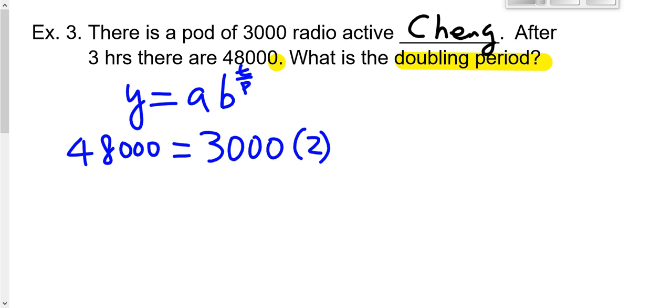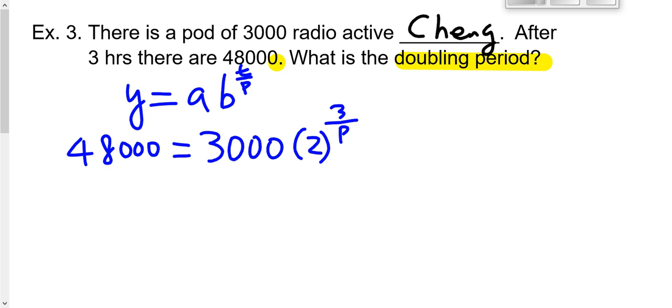Okay, raised to the power of, in this case, this is the time required for a specific event. So this is for the P. Okay, so the total time here is 3 hours. And then for the doubling period, it would be P. So whatever answer we end up with, since this is in hours, therefore this would be in hours as well.